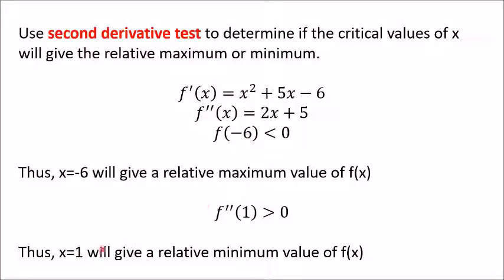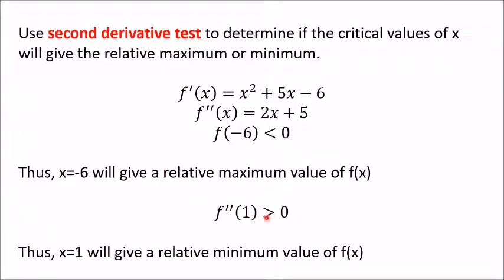The other one is f double prime of 1. When x is 1, mentally substitute 1 into the function. 2x plus 5 is our second derivative. So, 2 times 1 is 2 plus 5 is 7. So, that is positive. But you don't really need to write 7 here. Just find out if it is greater than or less than 0. So, positive of course is greater than 0. So, f double prime of 1 is greater than 0.